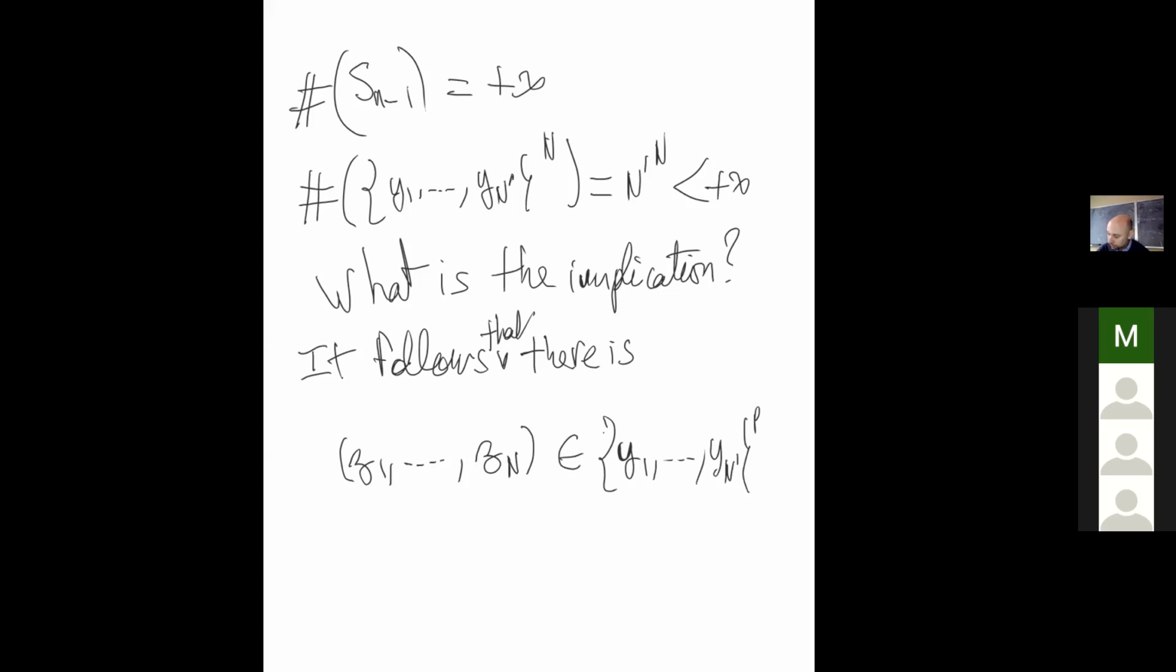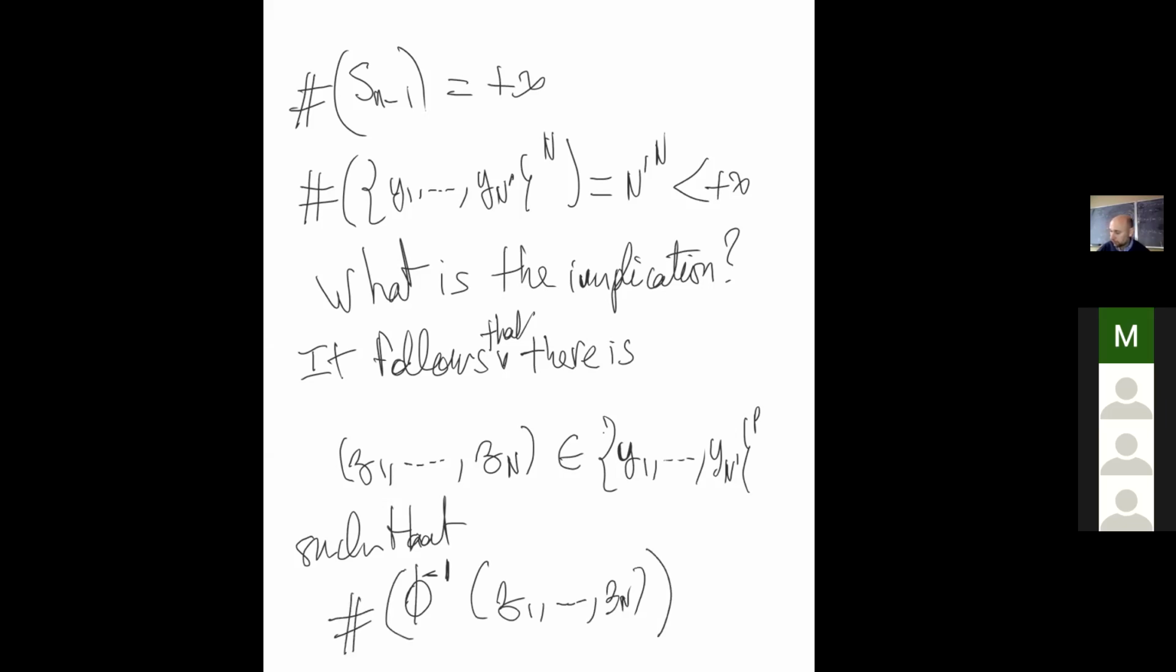Such that necessarily, phi minus 1 of this point has an infinite number of elements. And that's the key point. That's the key point of the proof.